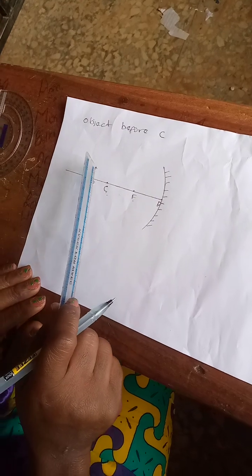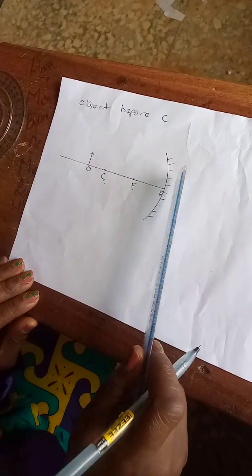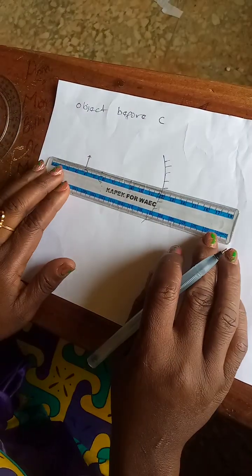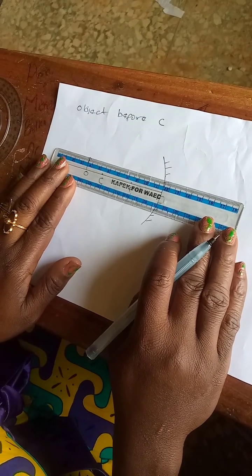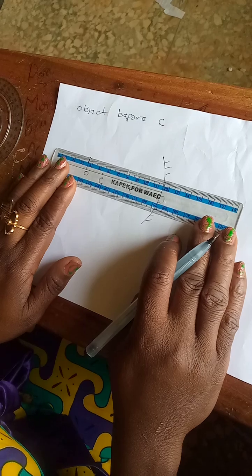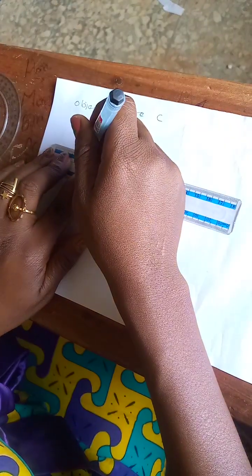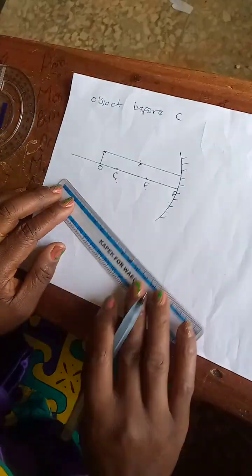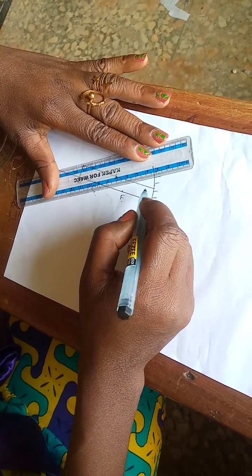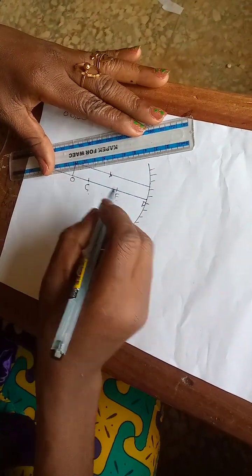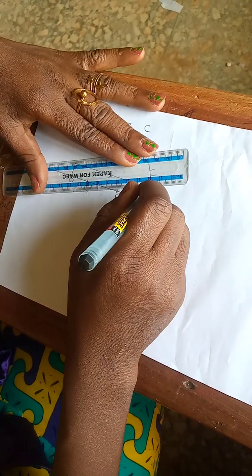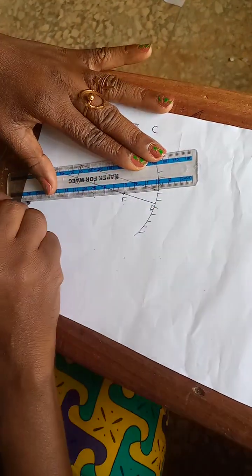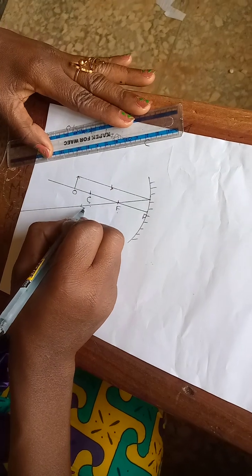Any ray that is parallel to the principal axis would, after reflection, pass through the principal focus. So I'm going to be drawing a parallel ray. So this is a parallel ray to the principal axis. After reflection, according to the rule, it is expected to pass through the principal focus. This is the principal focus, so we'll make this ray pass through the principal focus. So we have this.